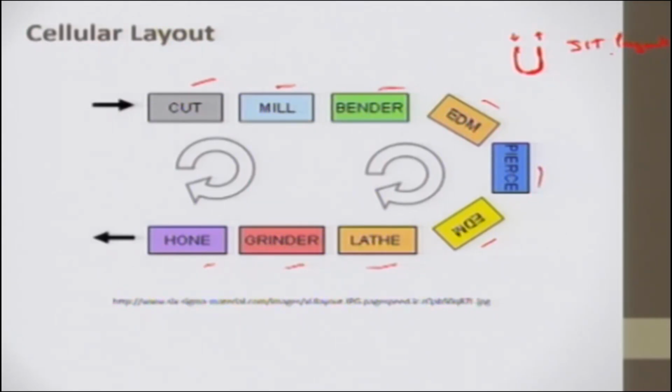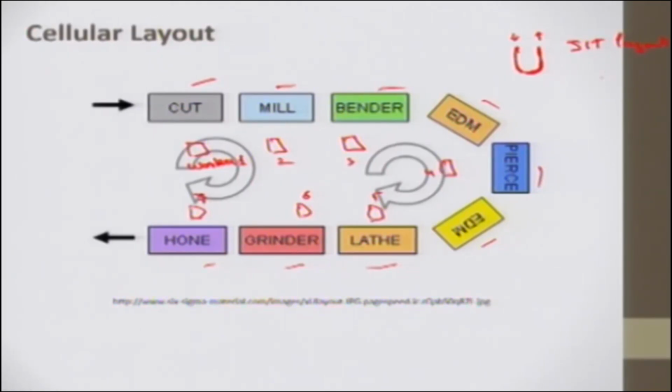So workers are generally placed in the center here. Workers are generally placed here in a U layout. So these are workers. Worker 1, 2, 3, 4, 5, 6, 7. I have put so many workers here, but in a real-time situation, there would be not more than 2 or 3 workers working here.